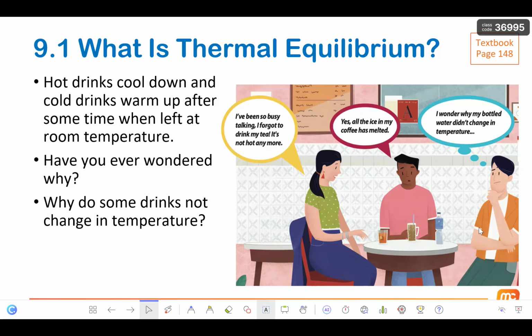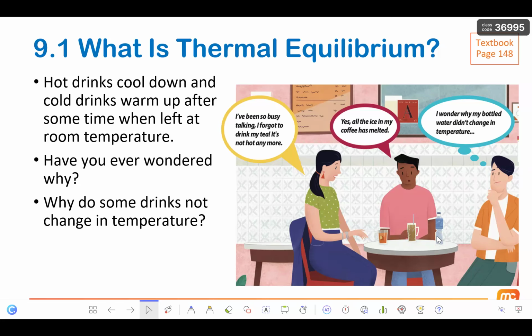So we look at the scenario over here. You have three persons. The lady is having a hot tea. The pink guy over here is having an iced coffee. And then the orange guy over here is having a bottled water.